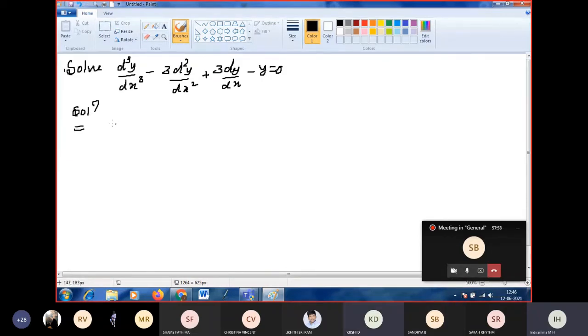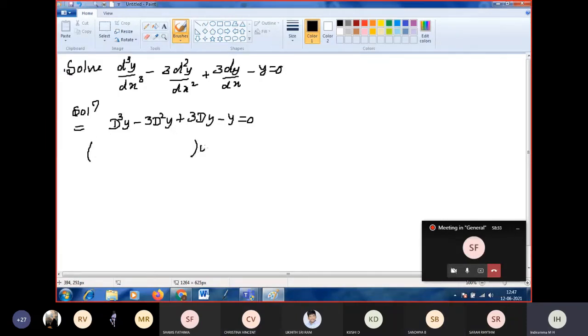D cube y minus 3 d square y plus 3 dy minus y equal to 0. Is it right? All of you will agree with this? Yes, ma'am. Okay, next.